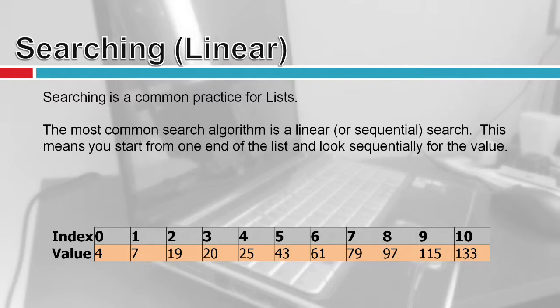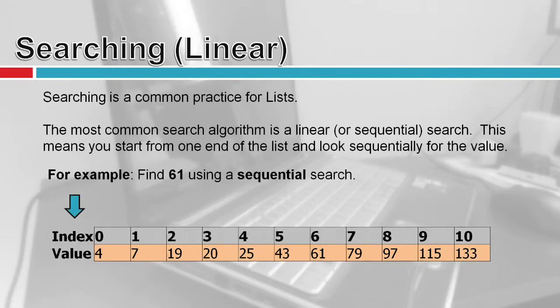The most common search algorithm is a linear or sequential search. This means you start from one end of the list and look in order for the value. So let's take an example. Find the value 61 using a sequential search. So here we are starting at the beginning of the array, and we'll look through each index until we find 61. So we keep looking and looking until we find that at index 6, 61 exists.